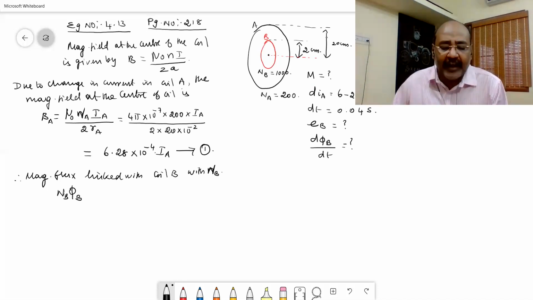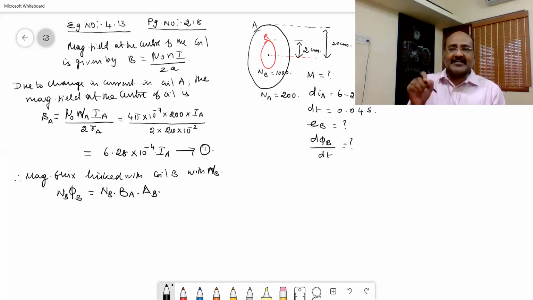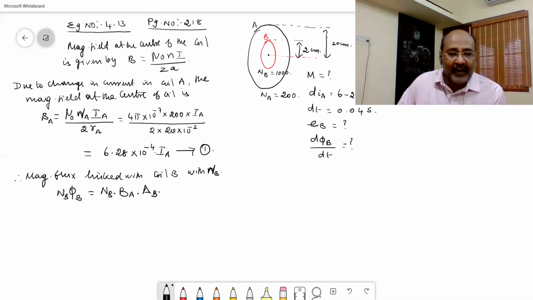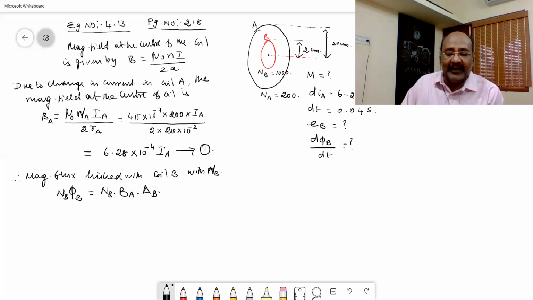So NB into phi B is equal to, I can write NB into, what is phi B? Phi B is magnetic field that was being available due to A multiplied with area of the coil B, because flux is considered to be magnetic induction multiplied with the area. See, magnetic field at the center is now linked with the coil B. So we are writing magnetic flux phi B is equal to BA, magnetic field at the center multiplied with the area. That is for a single turn. If you are having number of turns as NB, then multiply it with NB.